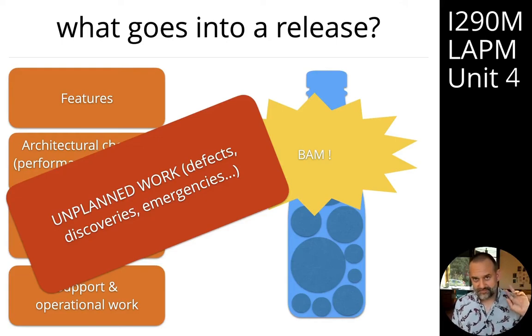So never allocate 100% of your capacity to the stuff that you are planning to happen, because then you will not have capacity for the things that you don't plan to happen. And what will happen is those things will destroy your plan, and then you won't be able to achieve your goals, and then everyone is going to be super frustrated. So it's important to consider unplanned work as part of your release planning process.